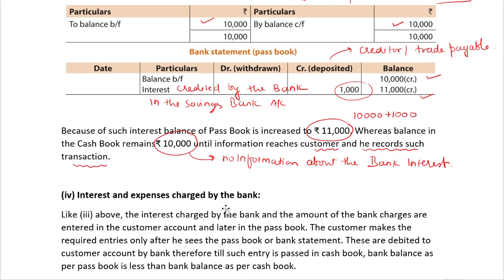But supposedly, if we have balance as per passbook with us, that is 11,000, and we need to reach the cash book, so we will do what? We will deduct 1,000 from here, and we will write what? Bank interest credited, minus 1,000, and this balance would be balance as per cash book. Clear?